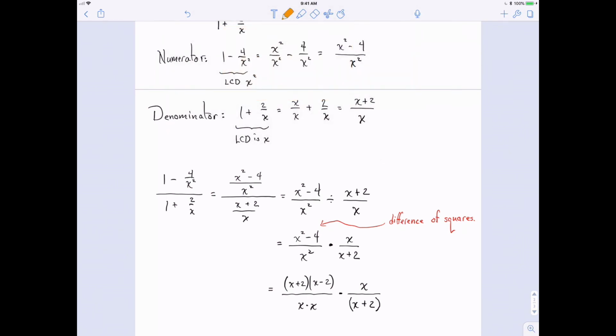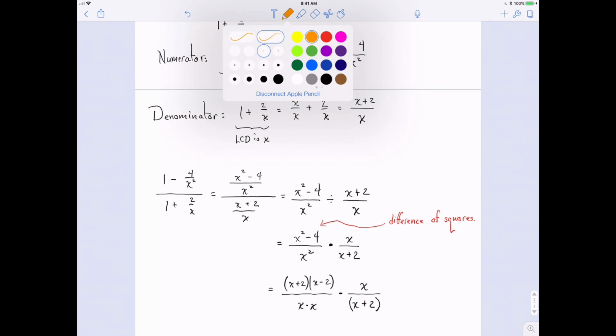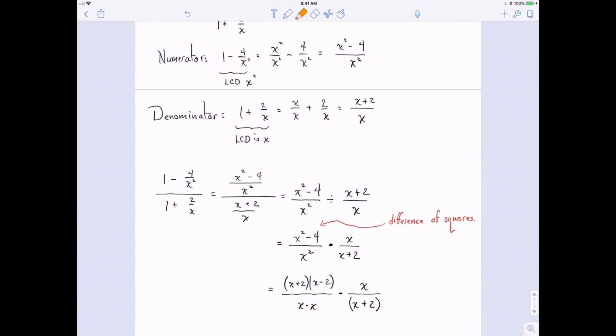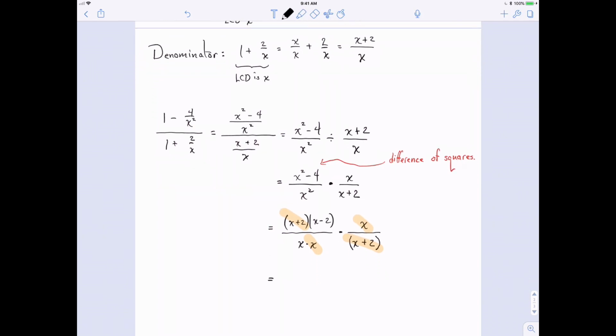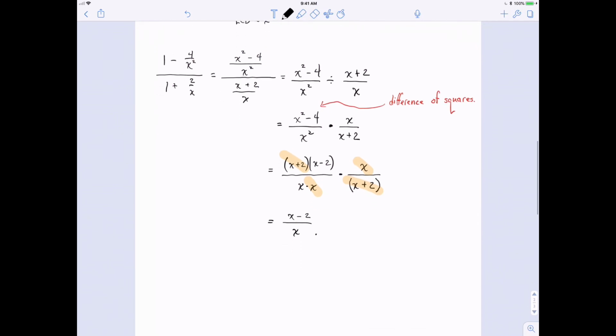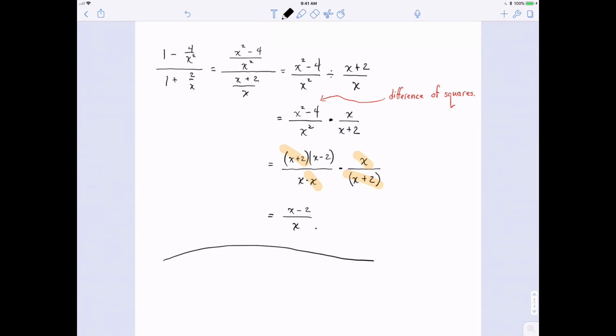We see that we have some common factors that present themselves. For example, here's an x and here's an x, so those would cancel. Here is an x plus 2 and here's an x plus 2. So if I cancel those common factors, I'm left with a final answer of x minus 2 over x. And we will stop there, and in the next video, we'll try another one. Thanks for watching.